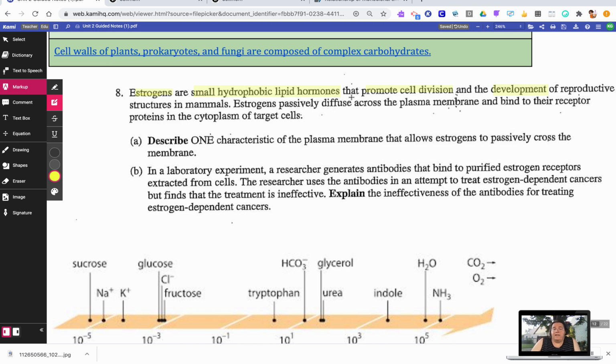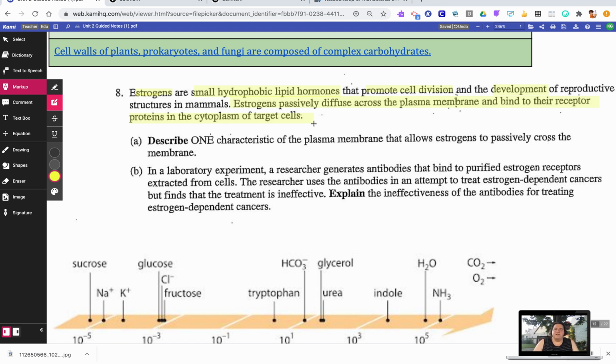And it tells you right here that estrogens passively diffuse through the membrane and bind to their receptor proteins in the cytoplasm of the target cells. So it's giving you a lot of information here that you can use to answer this. Estrogens get across the membrane, but their receptor is inside of the cytoplasm of the target cells. Okay?